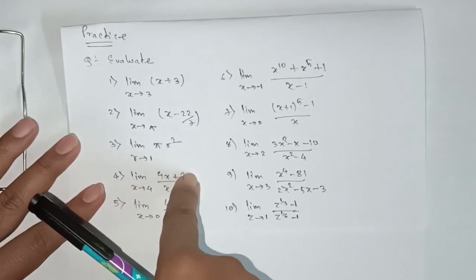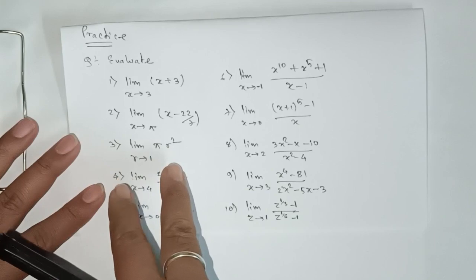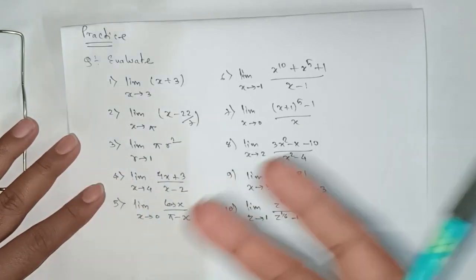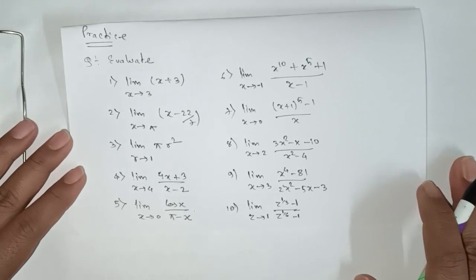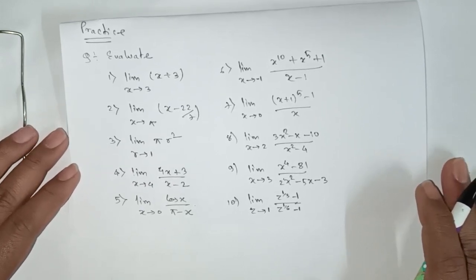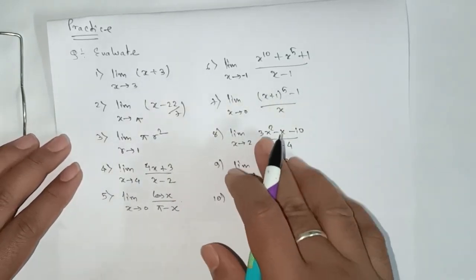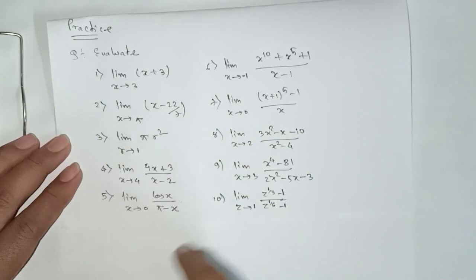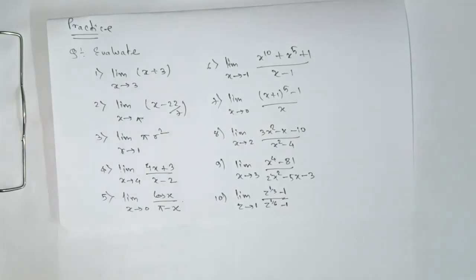So apply the direct method and check whether direct substitution is valid or not. If it gives us an indeterminate form, then try an alternative method, that is the factoring method or the rationalizing method, or what we call the conjugate method. Or if you find any standard limit, you can apply that formula also. Here, try the factorization method by yourself. I hope you can solve it by yourself. Thank you.